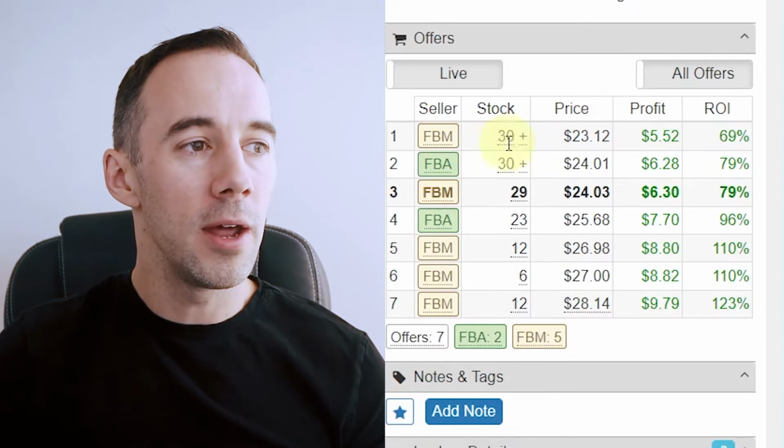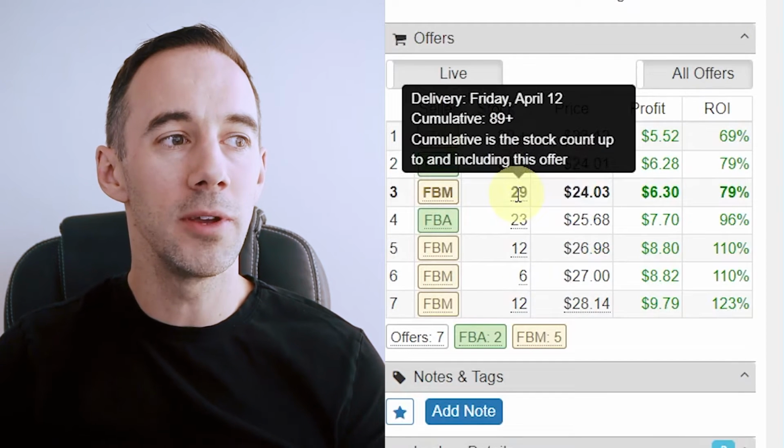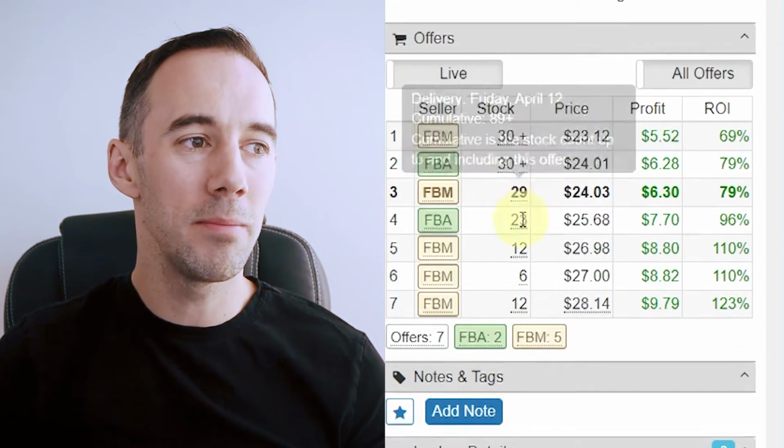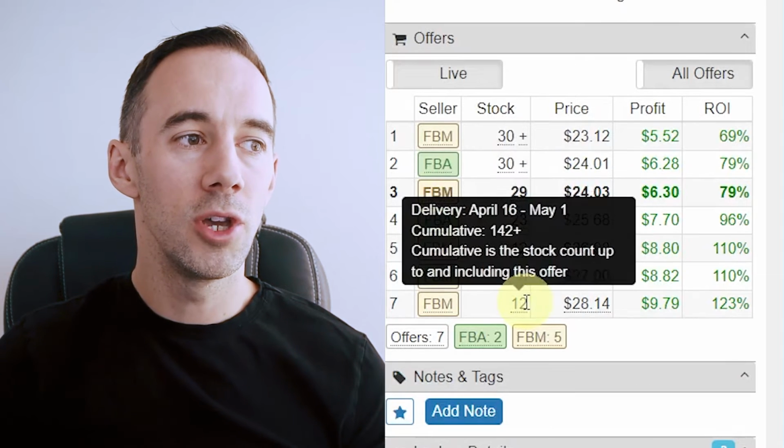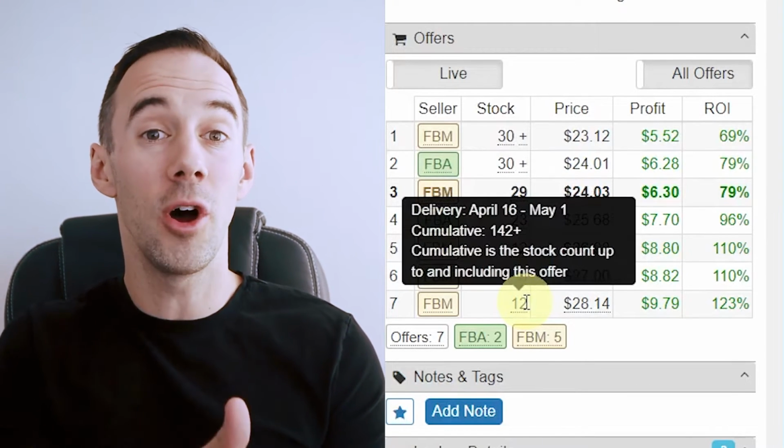So that's something that you can do. Now, one thing I do like is you can just hover over the numbers, so it will start tallying it up for you. So you can see here, cumulative 89 plus, cumulative 124, cumulative 142. And I like that because it just helps me to understand how much stock is on the listing.